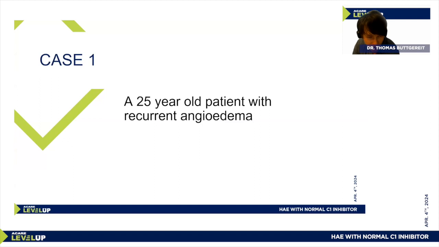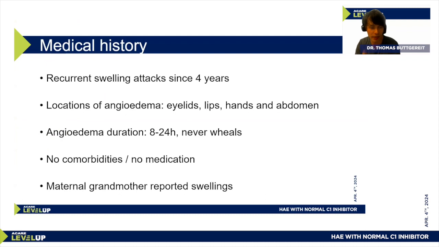So the first patient is a 25-year-old patient with recurrent angioedema. The swellings of this patient started when he was 21 years old, so quite late. And the locations where the angioedema occurred were the eyelids, lips, hands, and the abdomen. And when I asked the patient how long the durations persist, the patient said, well, actually only 8 to 24 hours, but the patient never had wheals. And he's otherwise a healthy person, does not take any medication, and has no known comorbidities.